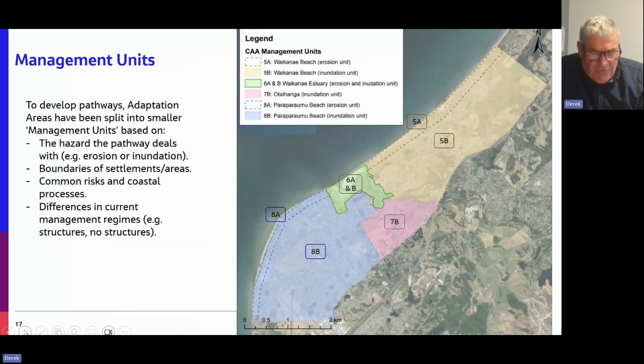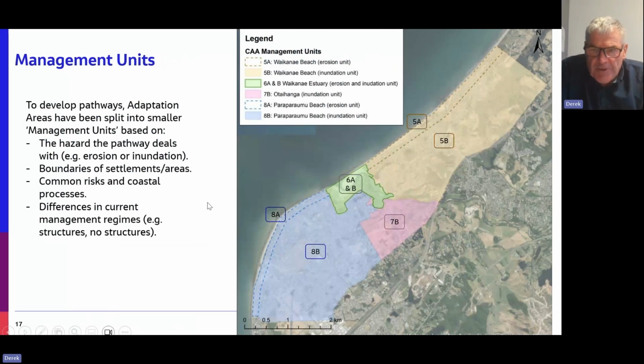We've tried to keep areas of common risk together, so the amounts of erosion or inundation. And we've looked at where there are differences in the current management regime. So we haven't lumped together areas that have current protection with those that haven't got protection. So each of those 5 units has been broken up into a number of smaller management units, and this is the one for that central area.